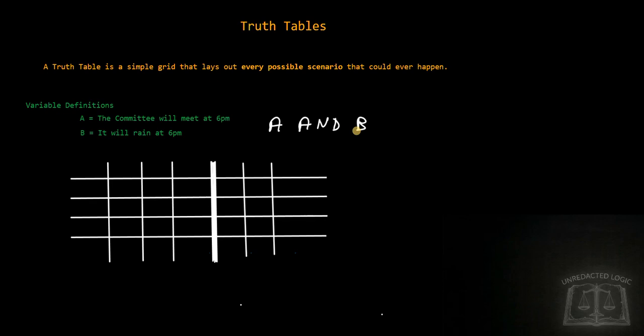So we have scenario A and B. So in scenario 1, they're both true. In scenario 2, one is true, the other is false. In scenario 3, reverse it. Scenario 4, they're both false. So these are the four possible scenarios for the true false values for A and B.